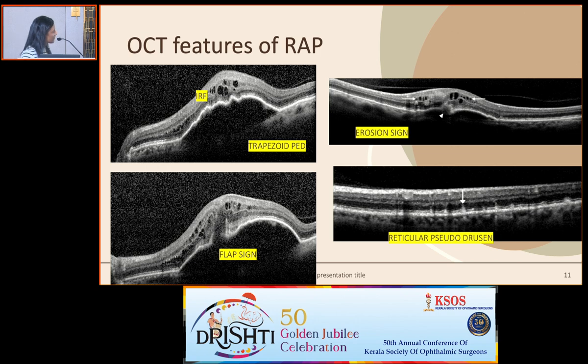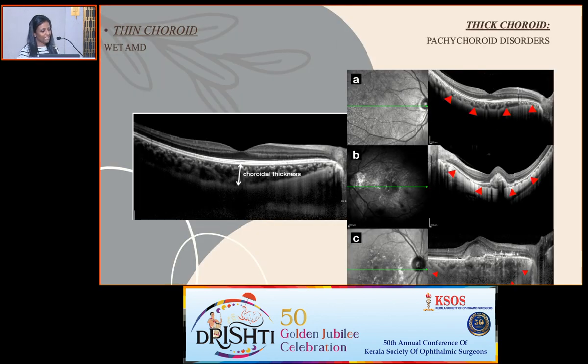And you can see these 2 free flaps of the RPE that is broken. This is called a free flap sign, and it will usually be associated with reticular pseudodrusen. So the reticular pseudodrusen, unlike the other drusen, will be above the RPE. And whenever you see reticular pseudodrusen in the other eye, you should also think about the possible diagnosis of RAP. So here we were talking about the thin choroid spectrum, that is wet AMD. So this is the normal choroidal thickness. This is the thin choroid with wet AMD.